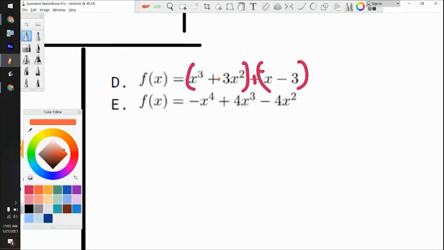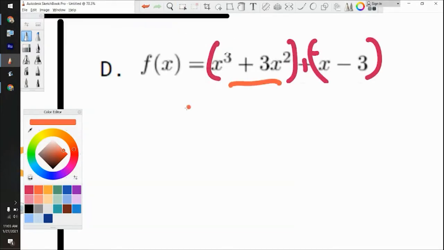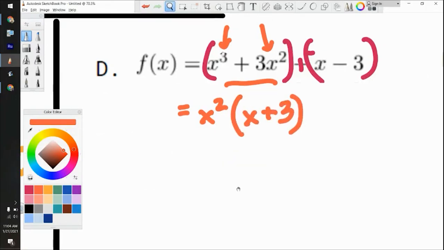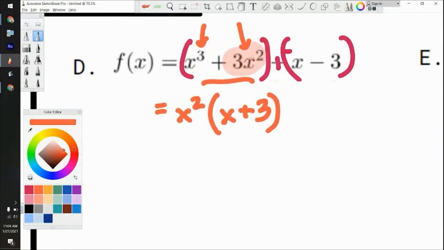Let me move E out of the way. You have to do the common factor between these two, which is x squared, because there's an x squared in the x cubed, and there's an x squared in that. And then if you factor that out, you'll just get x plus 3. Okay, I'm going to try to color code this. So this orange one goes with this orange work here.